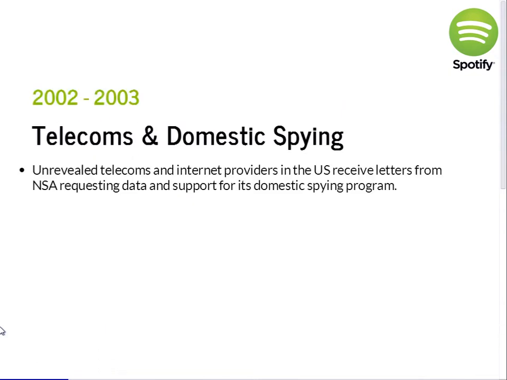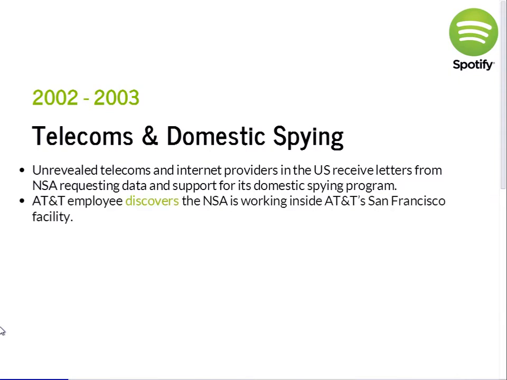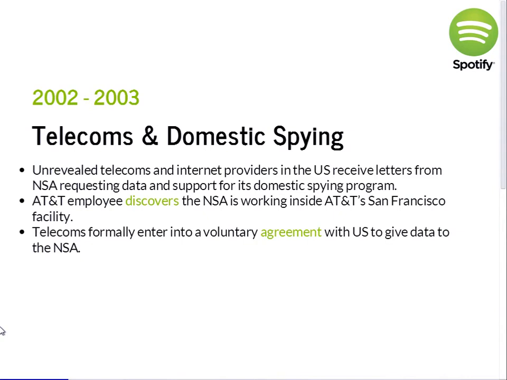Shortly after, unrevealed telecoms and internet providers in the U.S. received letters from the NSA requesting data and support for its domestic spying program. And then one AT&T employee discovers the NSA working inside of its San Francisco facilities. And now telecoms formally enter into a voluntary agreement with the U.S. to give data to the NSA.